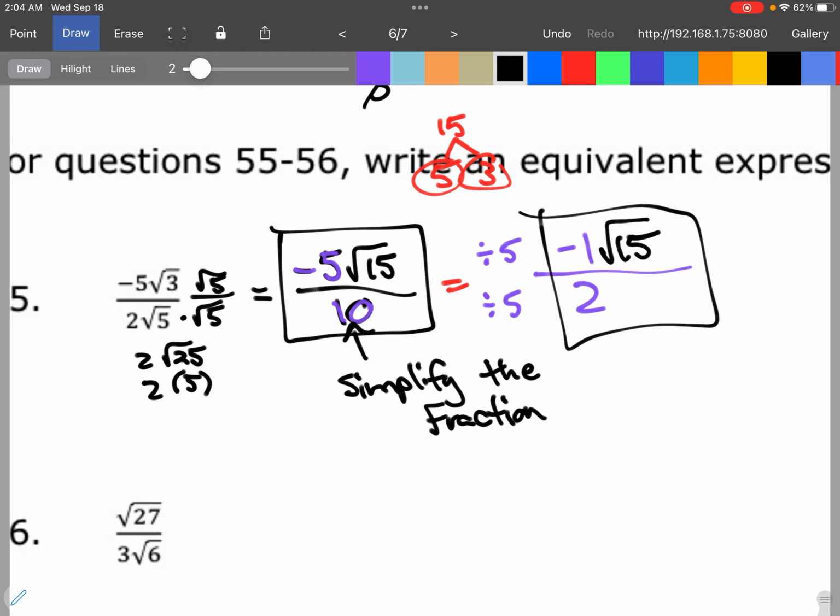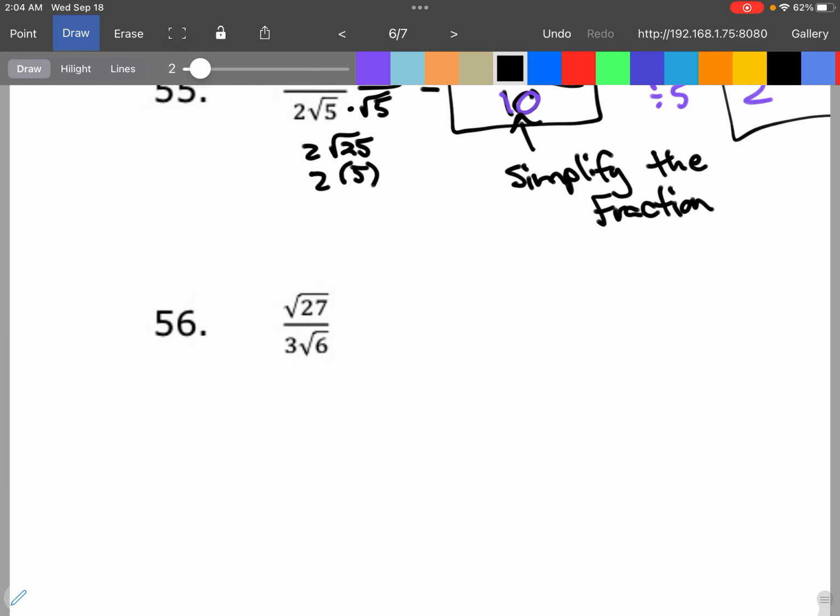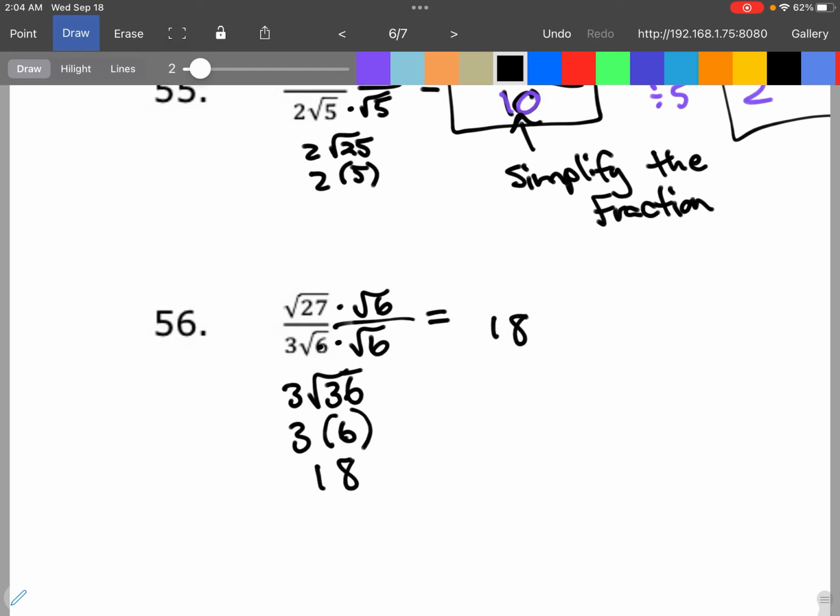Okay? And now, last but not least, our very last problem. Finally, we've got to neutralize that 6. What you do on the bottom, you do at the top. So I'm just going to work the bottom right now. We do 6 times 6, which is 36. The square root of 36 is 6. 3 times 6 is 18. The bottom is going to be equal to 18.